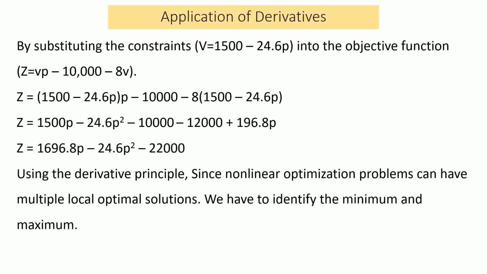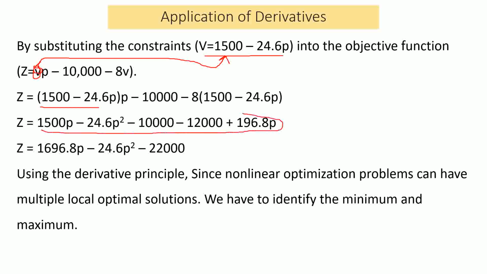By substituting V with the price into the objective function, we get what? Because here V is 1,500 minus 24.6P, so instead of V, we substitute this value. So we get what? We get a quadratic equation of the objective function. It is a quadratic equation because the exponent or the power is 2, right? Since it is a quadratic equation, the problem is nonlinear programming.